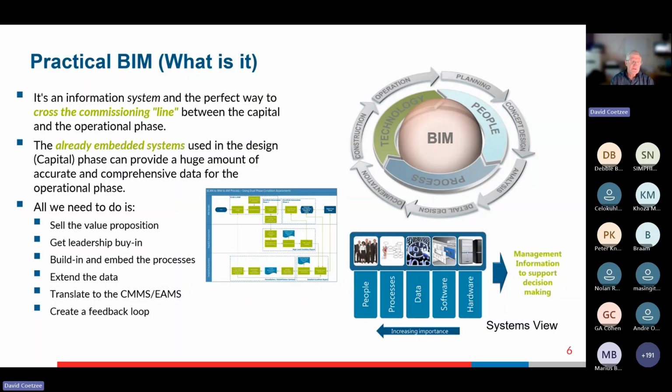So when BIM first started getting on everyone's radar and we started using it, and even today, particularly in South Africa, a lot of the focus is on the geometric modeling and clash detection and all those wonderful and good things.